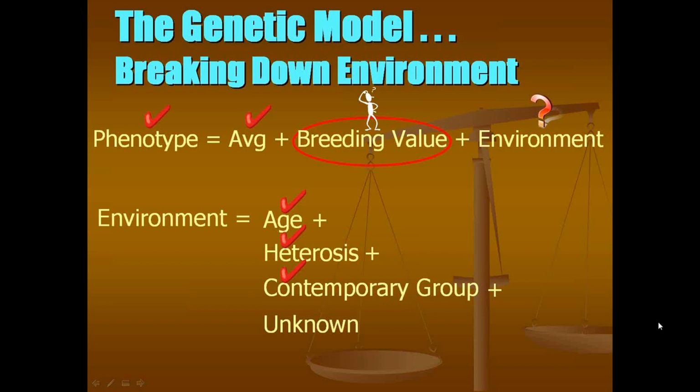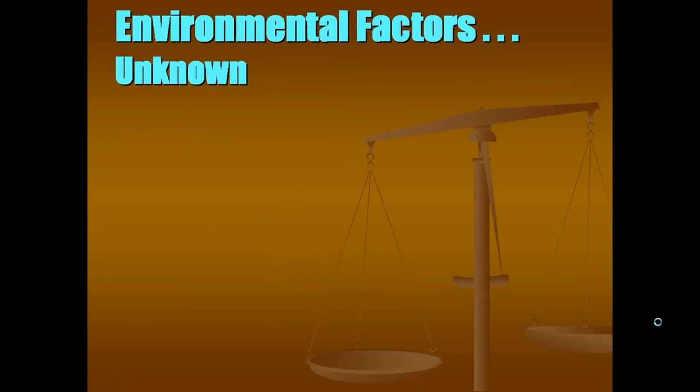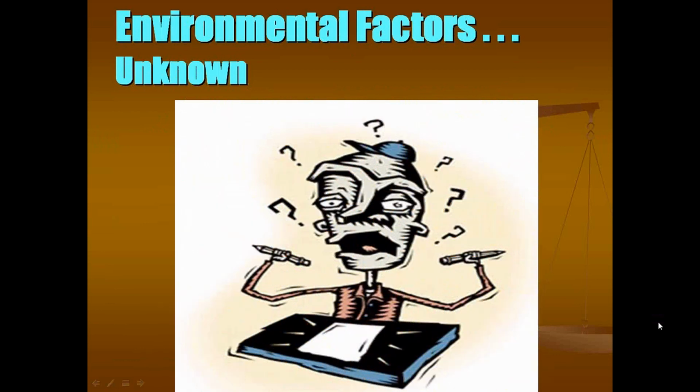We can deal with phenotypes and averages and age and heterosis and contemporary group. We can adjust for them. But when it comes to unknown environmental effects, we cannot adjust for them. We don't know what they are. By definition, they are unknown, so we can't adjust for them. They are things that, even though we've adjusted for the age of dam and heterosis, age of the calf, contemporary group, we still have differences between animals that are non-genetic. They're environmental in nature. So what do we do? Do we just throw our hands up? Do we just give up? No, we don't do that.